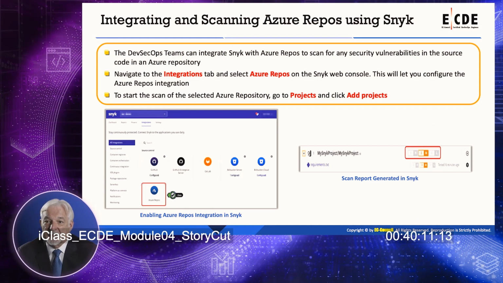Integrating and scanning Azure Repos using SNCC. The DevSecOps teams can integrate SNCC with Azure Repos at this point to scan for any security vulnerabilities in the source code in an Azure repository.